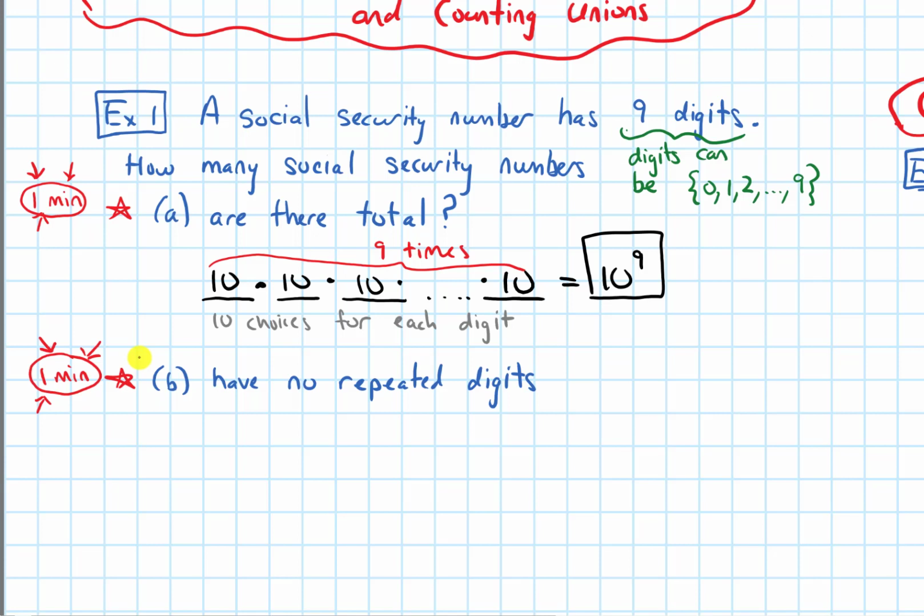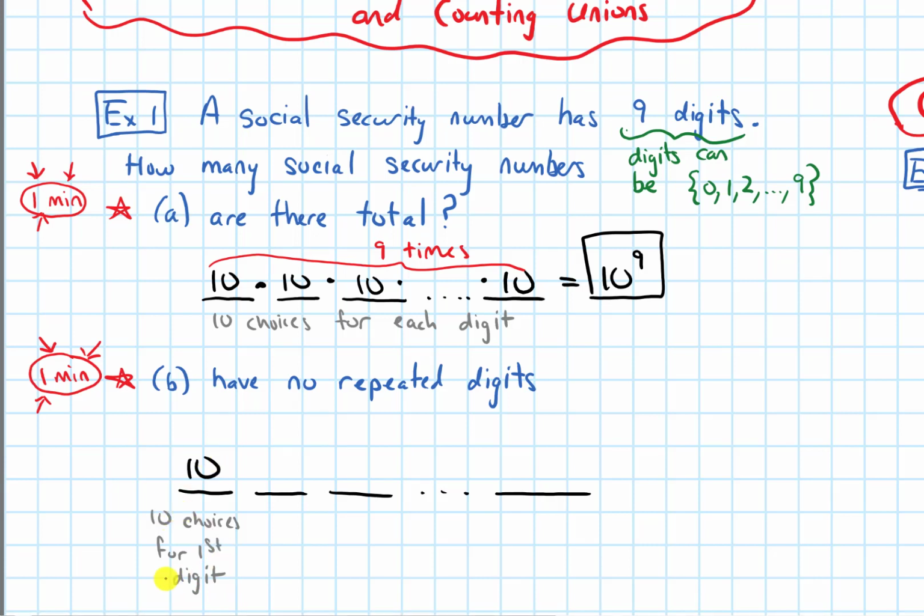Alright, so hopefully you did that. Hopefully you paused it for a minute to think about this. So I am again going to think about this in terms of how many choices we have for each digit. I'm going to put a slot for the first digit, a slot for the second, a slot for the third, and then dot, dot, dot, and then a slot for the last one. For the first digit, there are 10 choices, so I'm going to write a 10 in that slot.